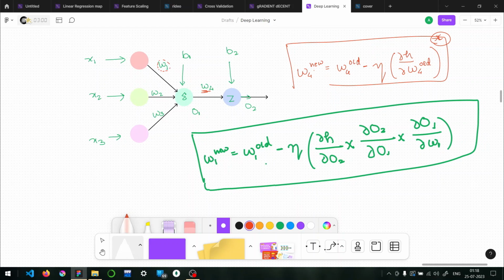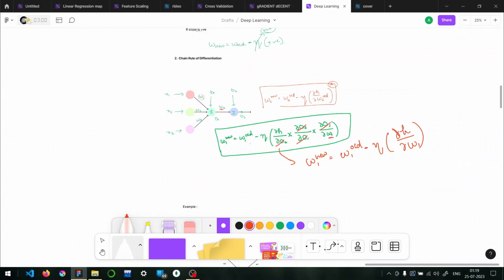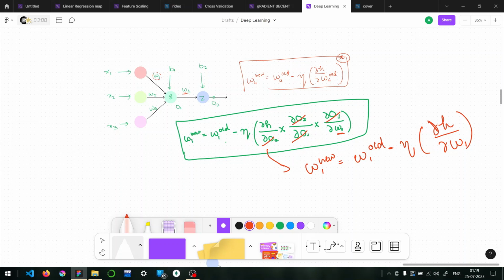Okay, so now let me try to make you comfortable with this expression I have written here. What we had to write initially is W1 new is equals to W1 old minus learning rate into partial derivative of the loss function with respect to W1, right? So don't you think eventually this is going to become this only? The partial derivative of O2 and O2 cancel here, and O1 and O1 cancel here, and eventually this is going to become this only, right?